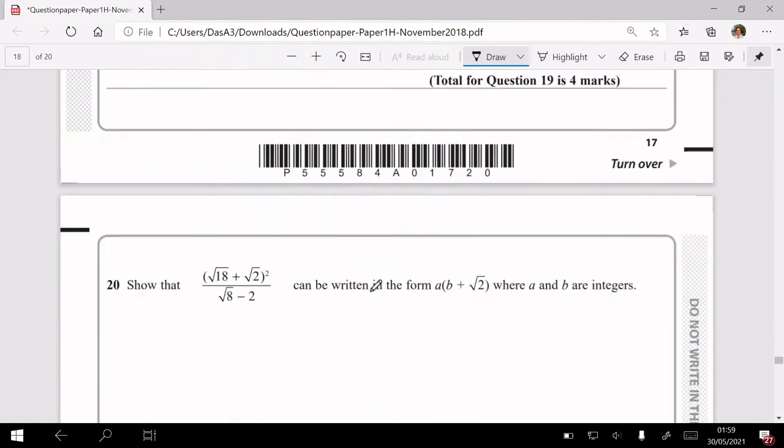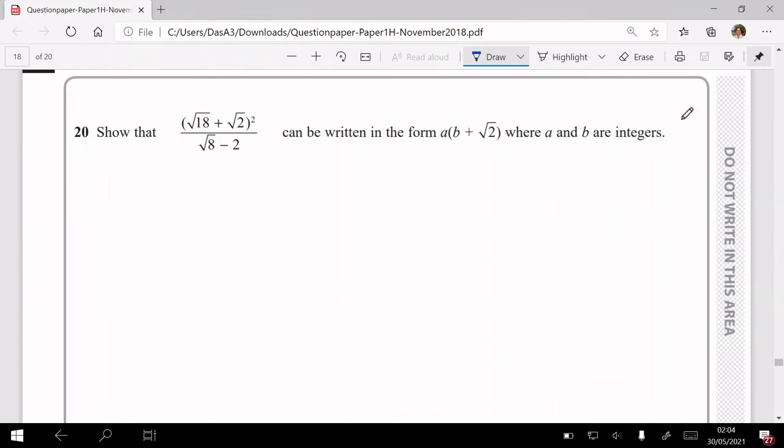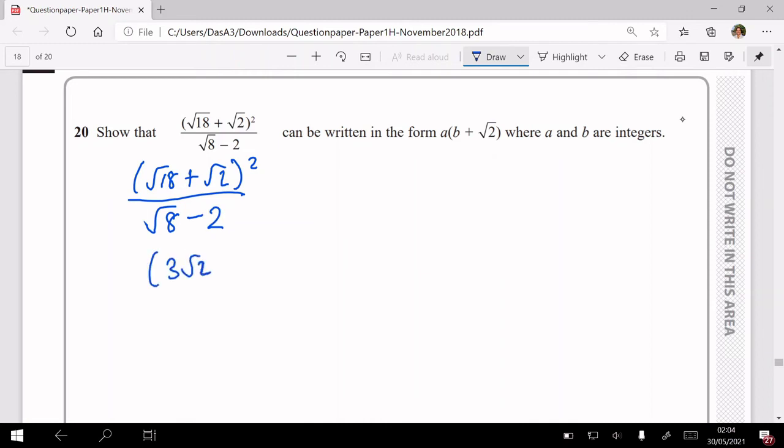Yep, let's move on to the next question. Now let's give this question a go. So what I will do is first write down the question. This is a rationalizing the denominator question with simplification of surds as well. So I'm just going to write that down here. If I were you, the first thing I will do is simplify root 18, which is 3 root 2, plus root 2, whole squared over root 8 minus 2.